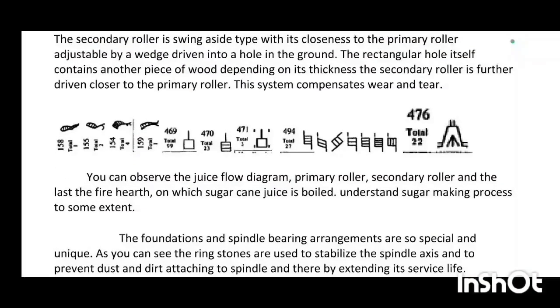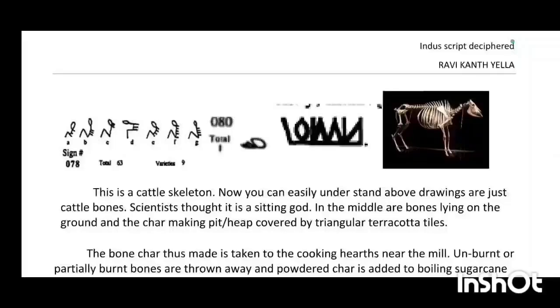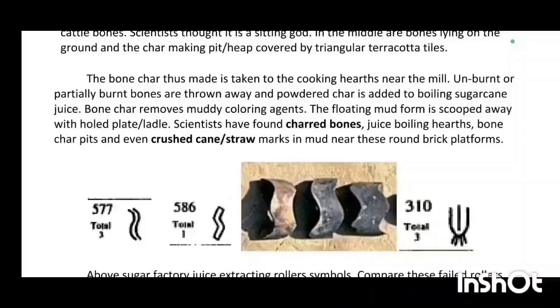The first four signs are variants of that metal tray. Center is a center roller, and this odd looking side roller, secondary roller is there, and that fireplace over which cane juice is boiled to make sugar. This first sign, like a sitting person, is actually cattle bones or animal bones to make bone char. The center, the fireplace where charcoal is burned with bones to make bone char.